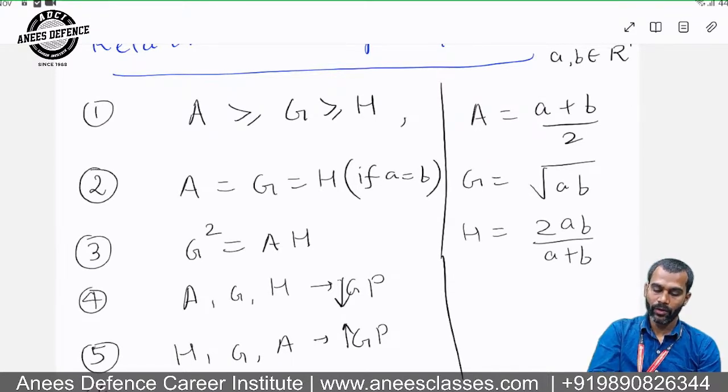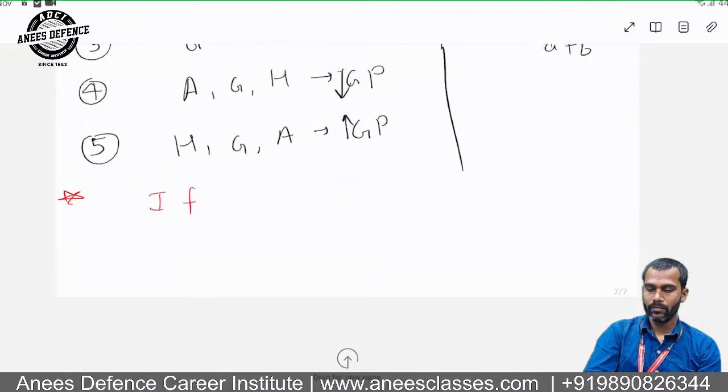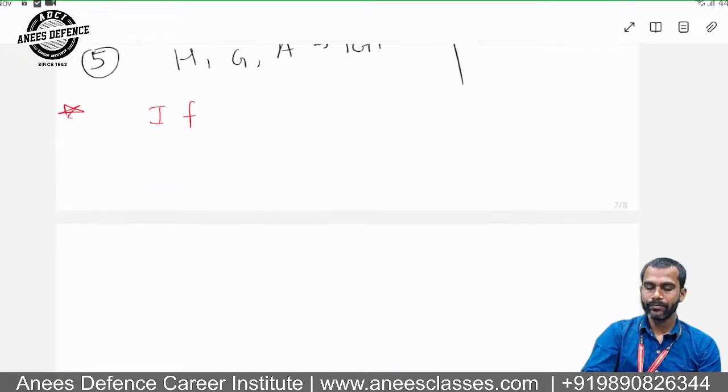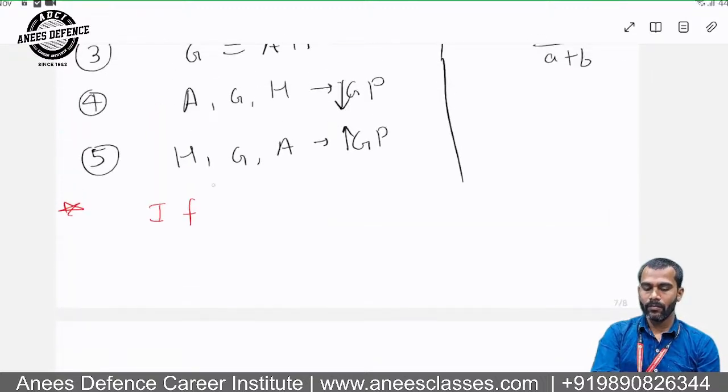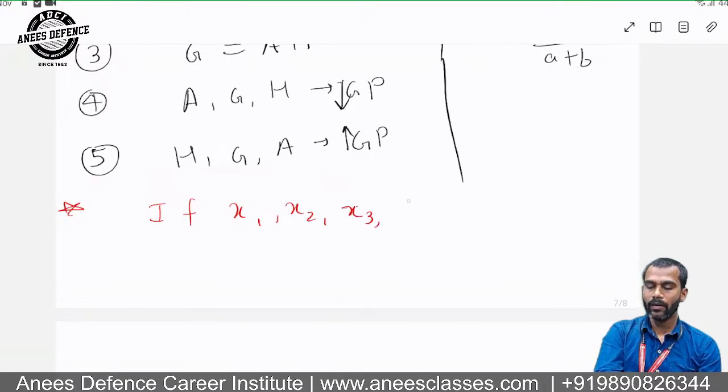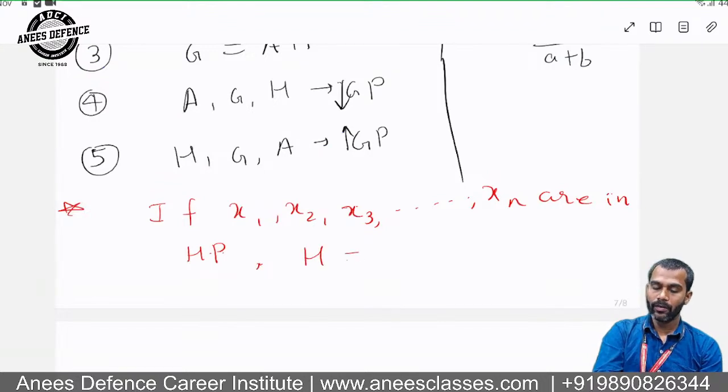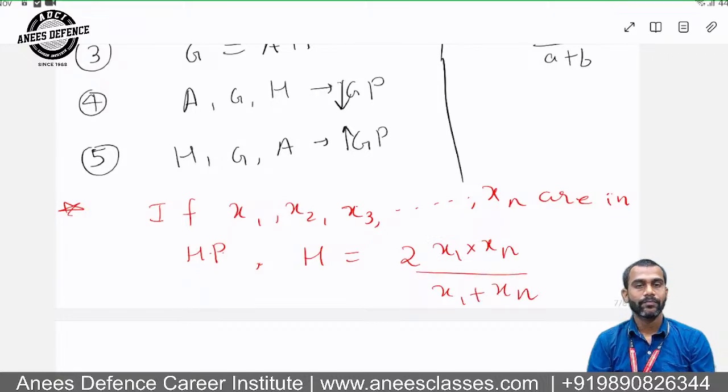One note you need to remember for HM. If x1, x2, x3 up to xn are in HP, then H is equal to 2x1 into xn divided by x1 plus xn. Next.